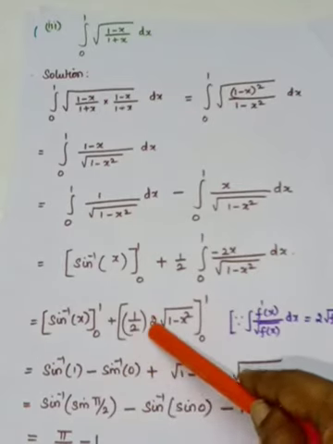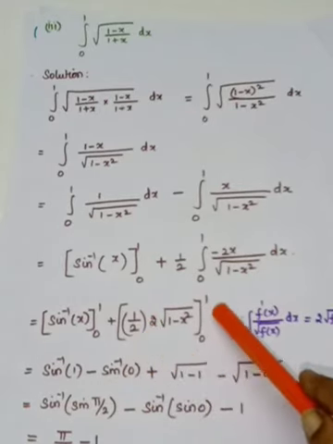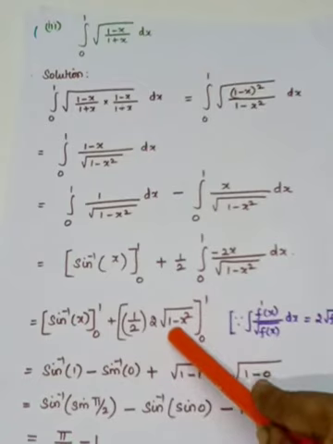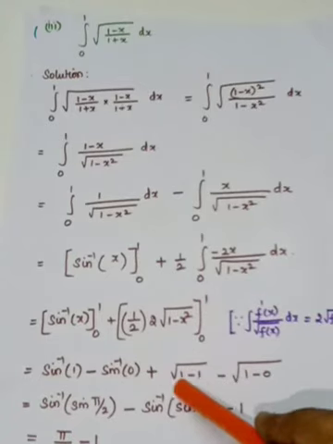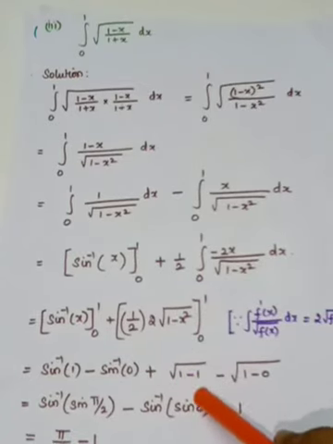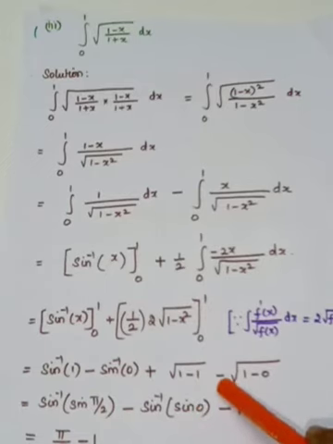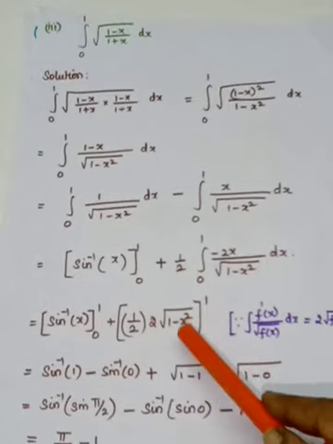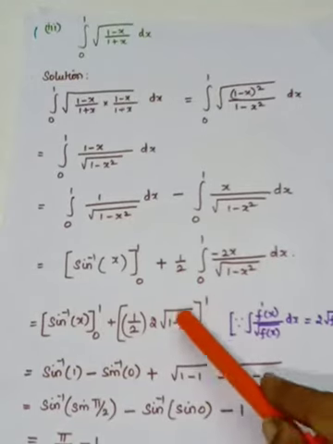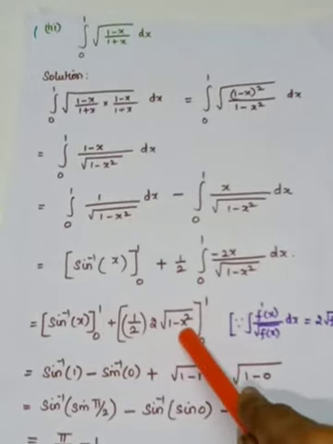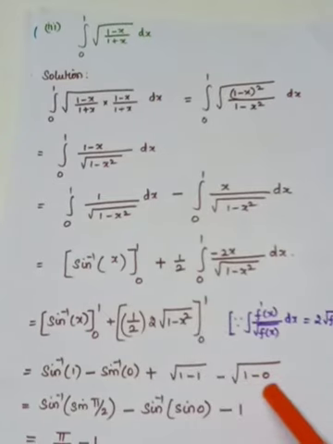This 2 and this 2 get cancelled. So, first you have to apply the upper limit. Here you have square root of 1 minus 1 squared, that is 1. Next, you have to apply the lower limit. So, before that you have to write minus, and if you apply the lower limit, 0 has to be substituted in the place of x. So, it is 1 minus 0.